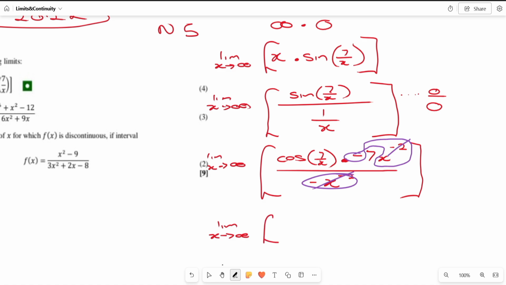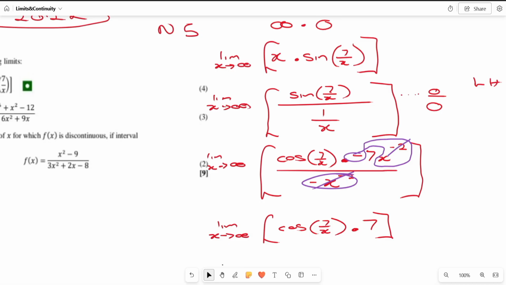What's happening now? We have cos 7 over x. We have to divide this by nothing. But then we have the 7 over here, which is left. So we're multiplying this with 7. Let me write this properly, because this is what we have: cos 7 over x, and we are multiplying it with 7. Now, we should have written L'Hopital's rule here. I'm just going to write LH.